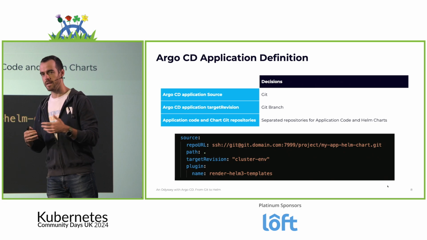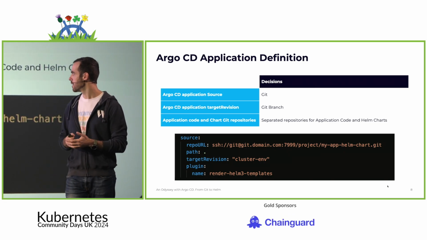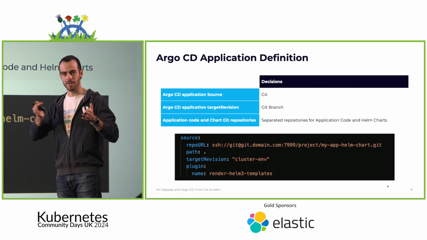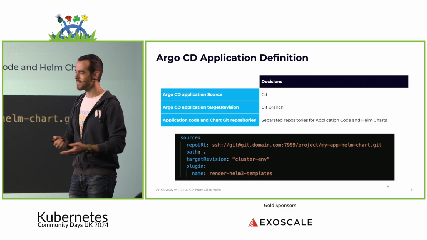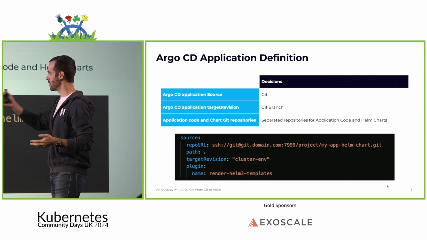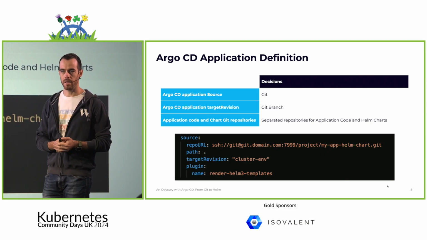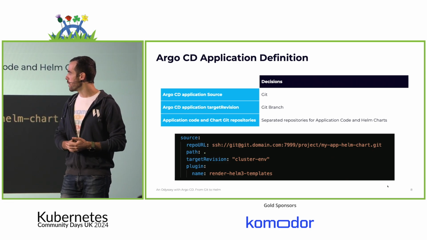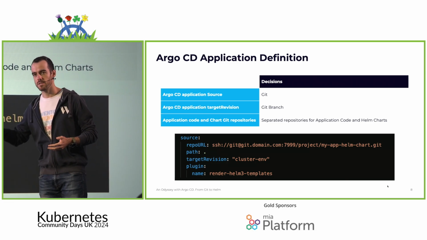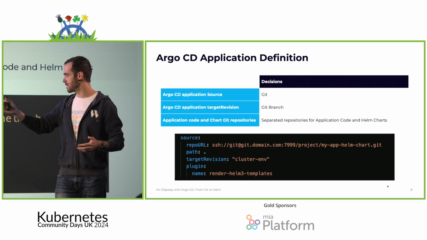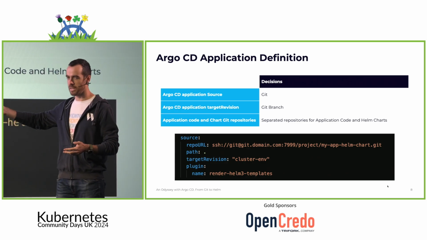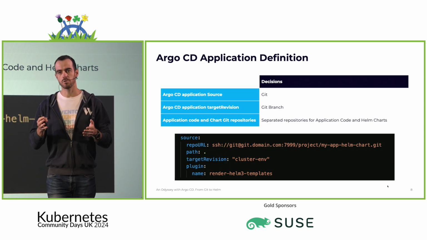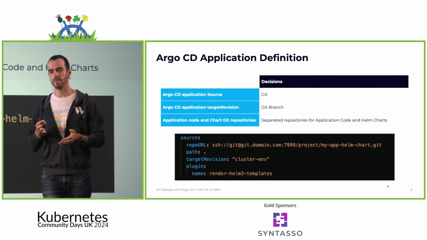And how did an application look like? Well, first off, the source, obviously Git, right? I mean, GitOps, Git, yeah, makes sense. So the repo URL would point to a Git repo where the Helm chart is hosted. We opted to use a Git branch as a target revision. It must be noted that the naming would follow cluster-environment.